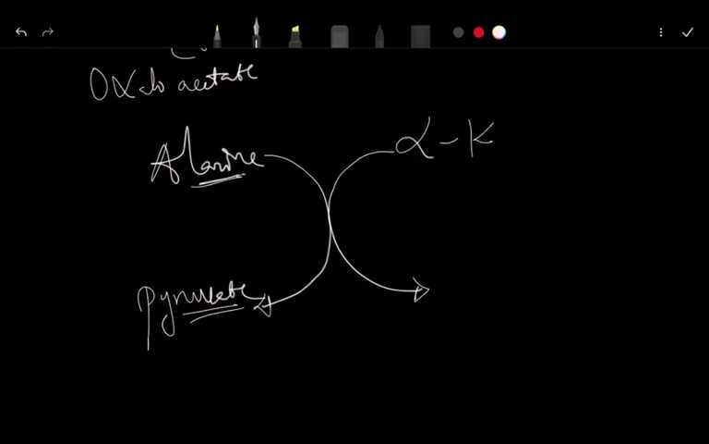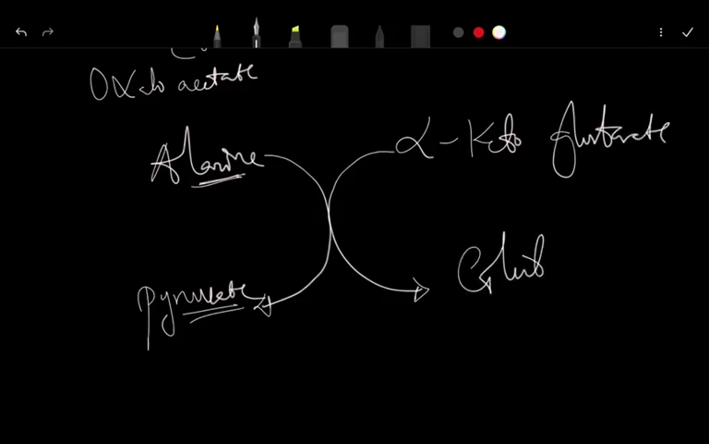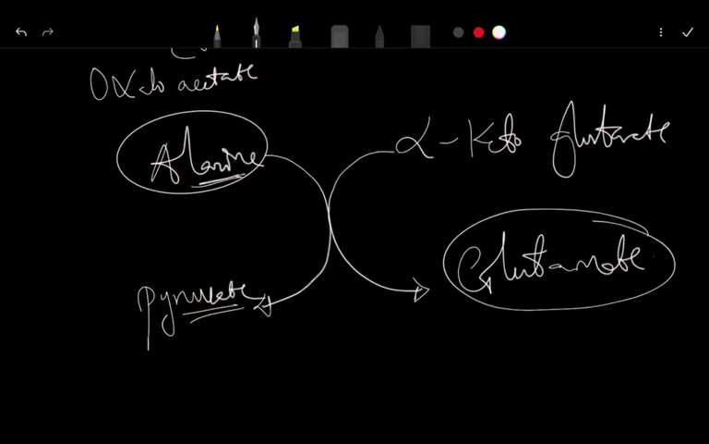And I will answer you by saying what? Alpha ketoglutarate to form what? Glutamate. So that is the idea behind transamination reaction. It's just that an amino acid, alanine, decides to undergo transamination reaction and transfer its amine group to what? To glutamate. Do you understand? Okay. So alanine, after undergoing transamination reaction, forms pyruvate.